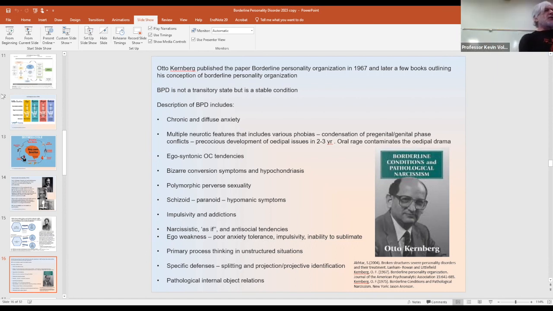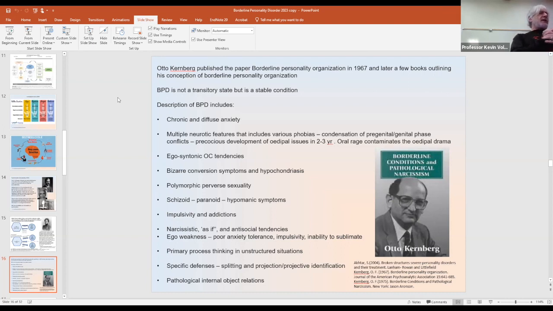All right. So Kernberg published a paper on borderline personality organization in 1967. Later on, a couple of books. This is one of them, the main one here. There's also one on severe personality disorders. Very, very good stuff. Highly recommend this. Again, if you had already taken a class on psychodynamic theory before this class, we would have read these books. They would have been the textbooks for this class.